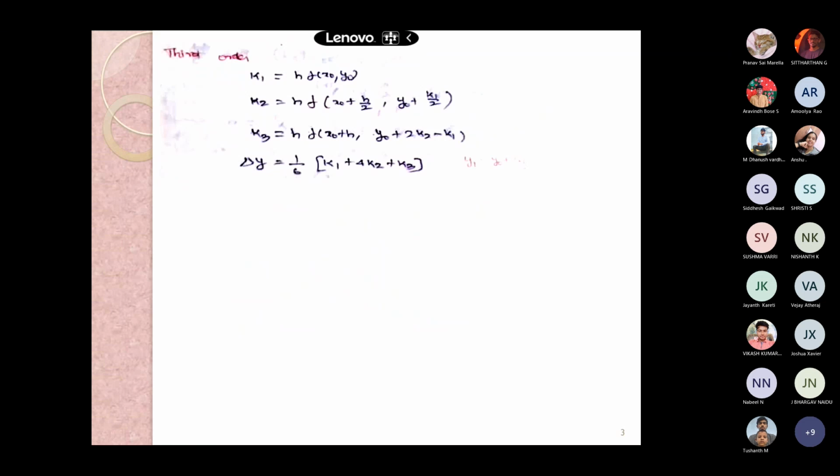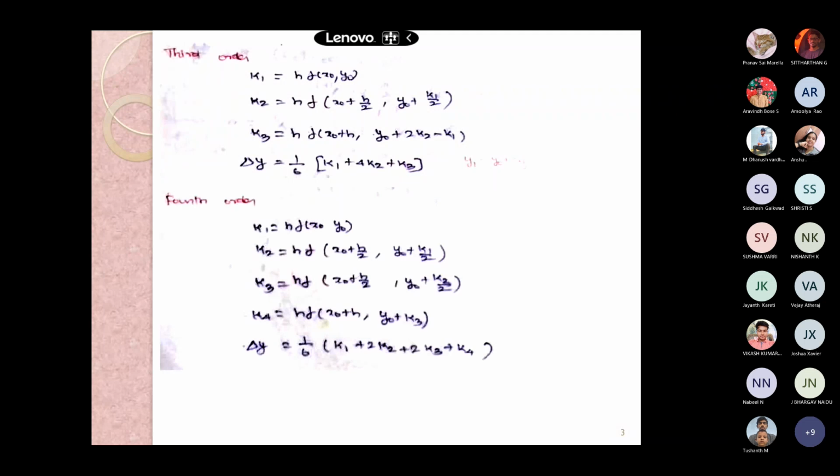And this is third order: k1, k2, k3, and delta y. k1 is equal to h into f of x naught y naught, and k2 is equal to h into f of x naught plus h by 2 comma y naught plus k1 by 2, similar to the second order. Along with that, we have k3, h into f of x naught plus h comma y naught plus 2k2 minus k1, and delta y is equal to 1 by 6 into k1 plus 4k2 plus k3.